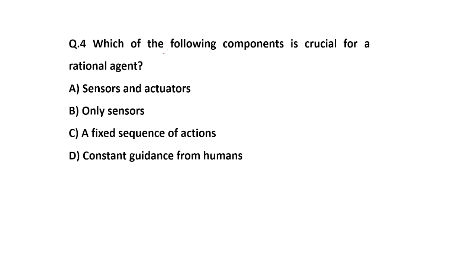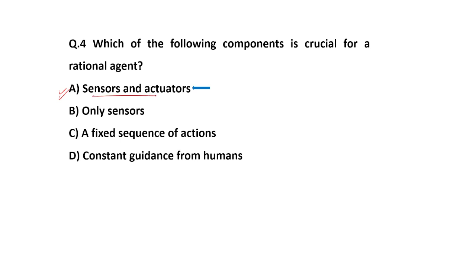Next question is, which of the following components is crucial for a rational agent? What are the crucial components? Sensors and actuators, only sensors, a fixed sequence of actions, constant guidance from humans. So a crucial component cannot be constant guidance from humans. It cannot be a fixed sequence of actions, that is the property of rational agents. Only sensors are not crucial. So a combination of sensors and actuators are crucial for rational agents. All right, so option number 1 is your correct answer.